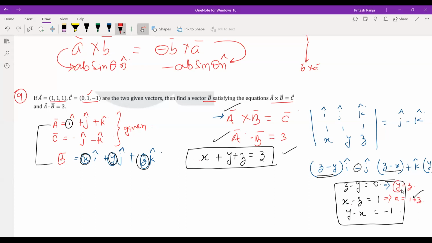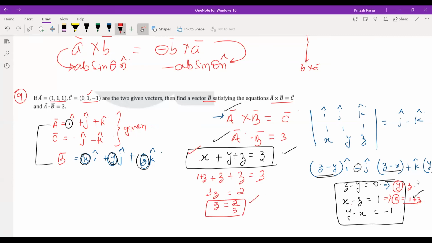So let us put the values of y and x in the equation to get z. In place of x we put 1 plus z, what we have found. In place of y we put z, and z remains z. So from here we get 3z is equal to 2. So what did we get for z? Not -2, but 2 by 3. Z is equal to 2 by 3.